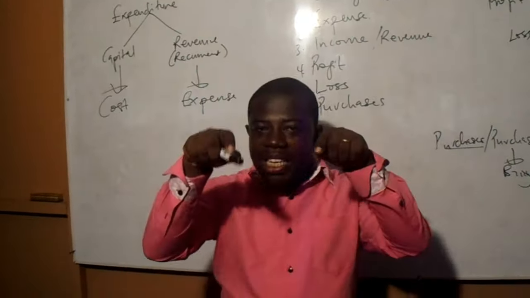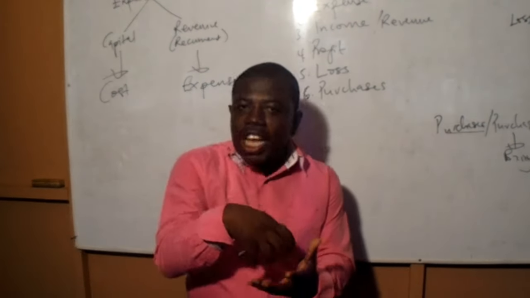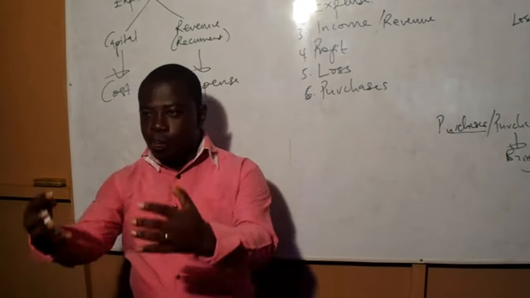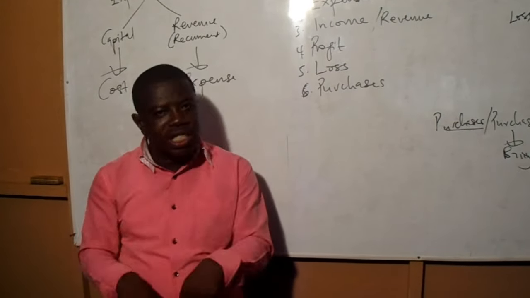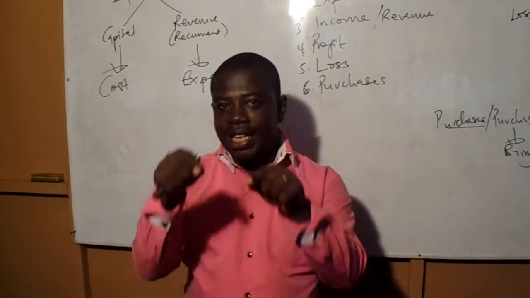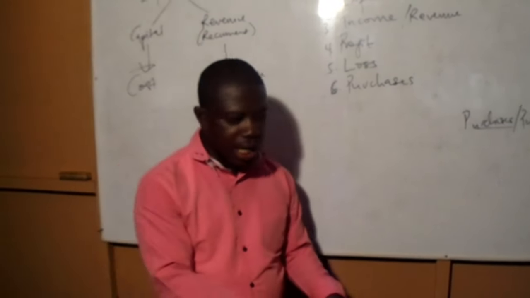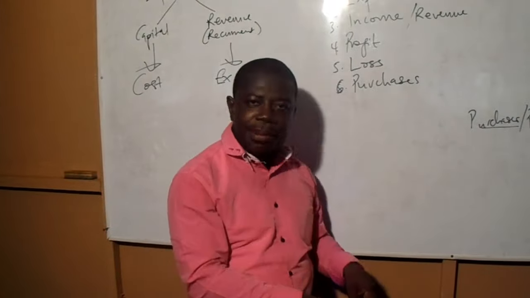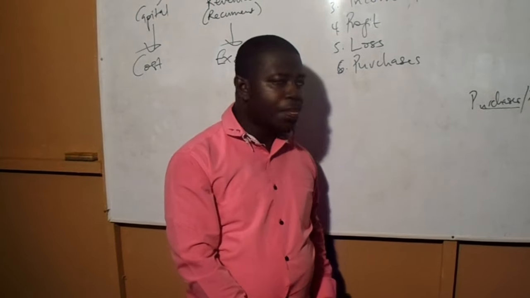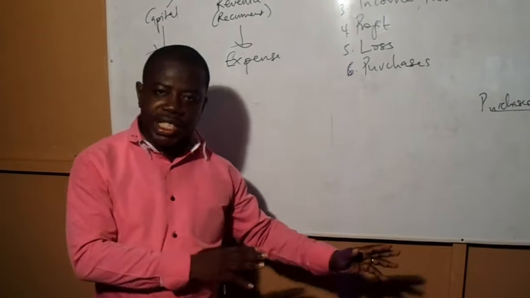It is the name given to the goods that you have bought for resale. You bought them for the purpose of reselling. So the name of the goods is purchases, not the action. It is the name of the goods that you have bought. Once you bought those goods for the purpose of reselling, the name is called purchases at the time you bought it.